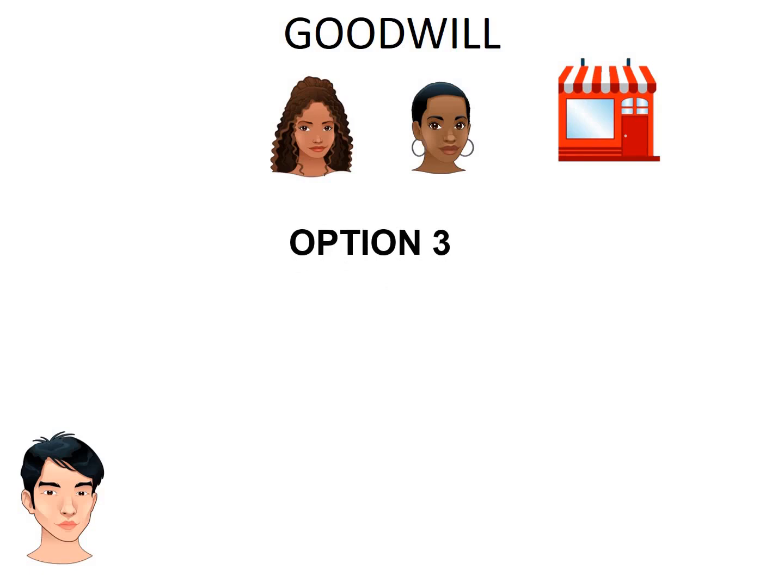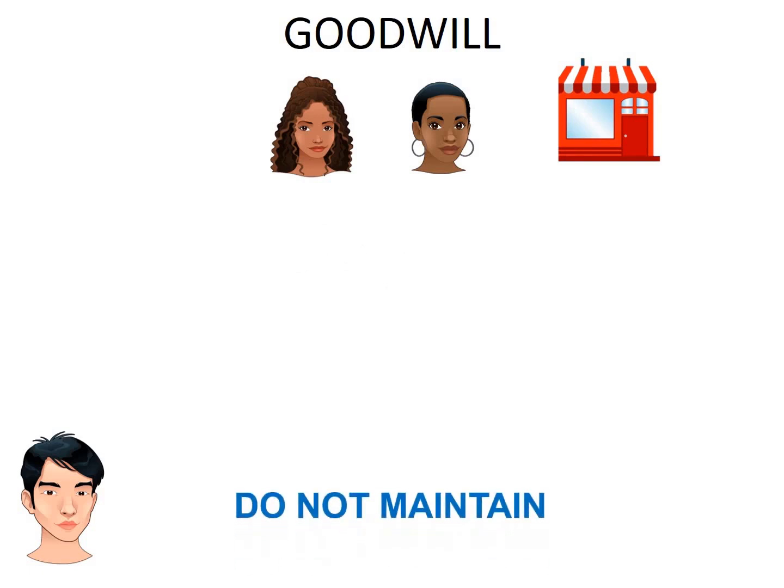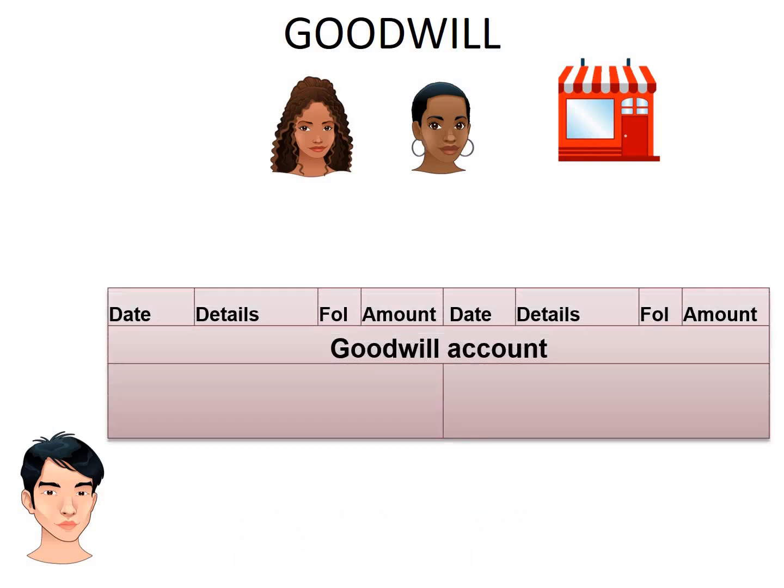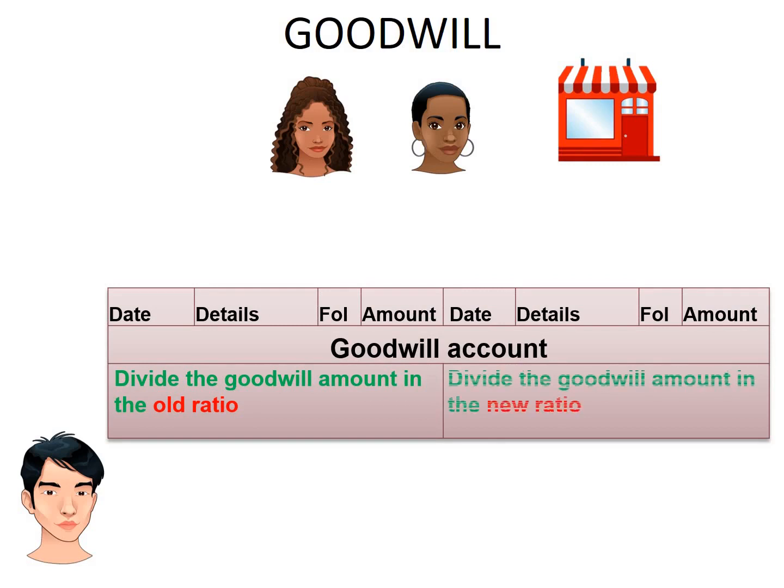And then the third option is that we do not maintain a Goodwill account. So in the Goodwill account on the debit side, we will divide the Goodwill amount in the old ratio, and on the credit side we will divide the Goodwill amount in the new ratio.